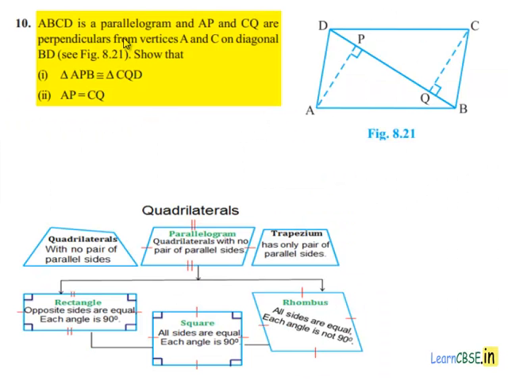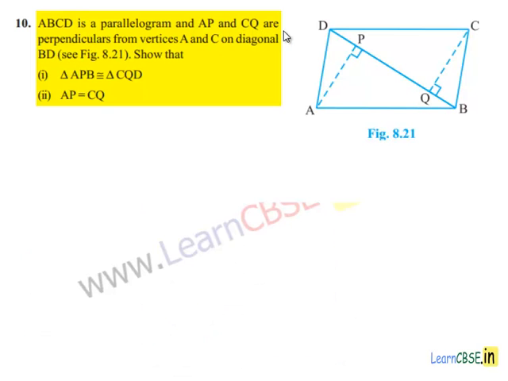Now moving on to the 10th question. ABCD is a parallelogram and AP and CQ are perpendiculars from vertices A and C on diagonal BD. Show that triangle APB is congruent to triangle CQD, and second thing, AP is equal to CQ. Now moving on to the solution.